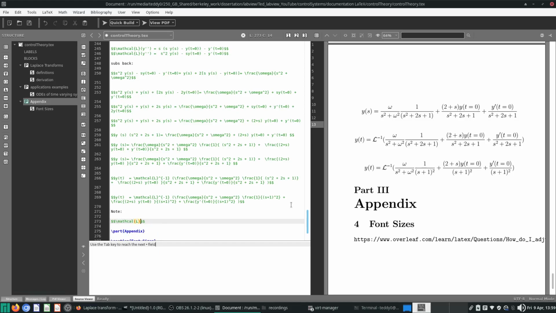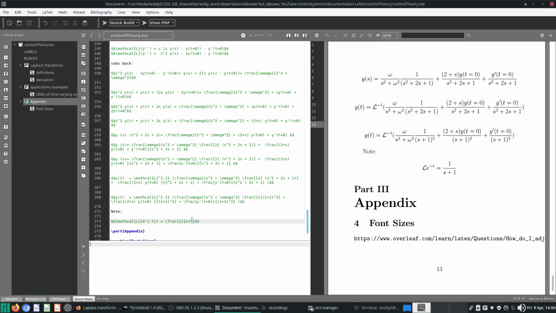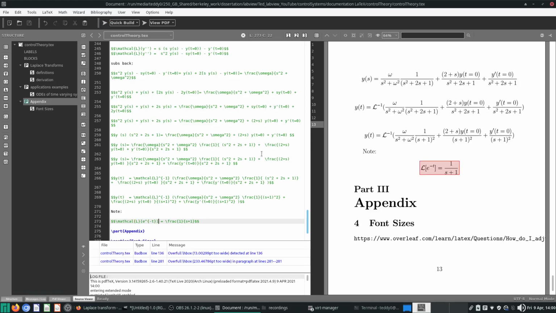Laplace transform of e to the minus t equals... okay, not 1, 1 over s plus 1. Let me put the brackets in so that's neater. So what can we do? We can break up both of these fractions into partial fractions.